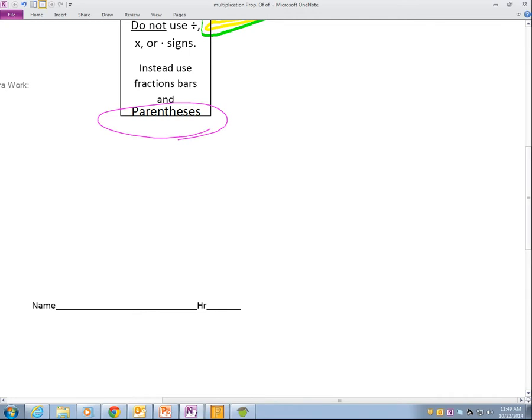So we are not using division signs. We're not using multiplication signs. We are using fraction bars and parentheses. Okay, the same way that we use parentheses for multiplication in the distributive property. Remember that from last Tuesday? That's what we're doing again, and there's a reason for that. Last period, there was someone who was getting a lot of the examples wrong on the independent practice because they weren't following what that says right there, because they were confusing themselves.